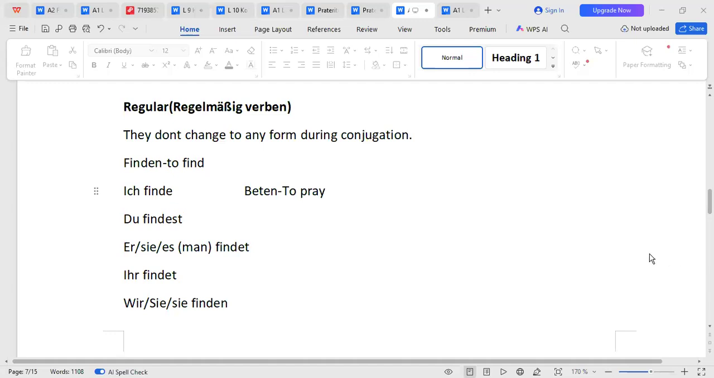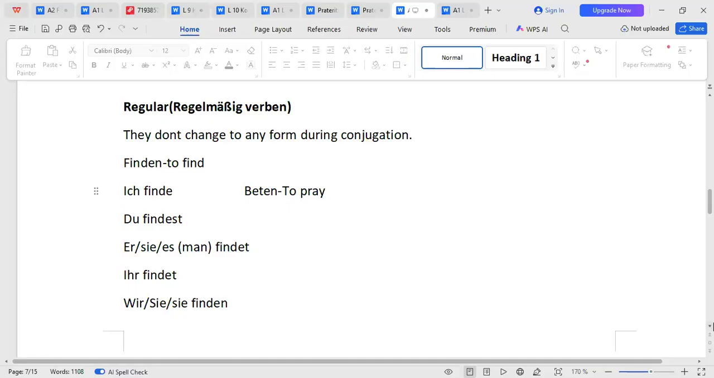So Arbeit is to work, beten. Yeah, wir beten. Very good. Wir beten. That is correct. And the ihr betet. Very good, Susan. That is good. And so on and so on.